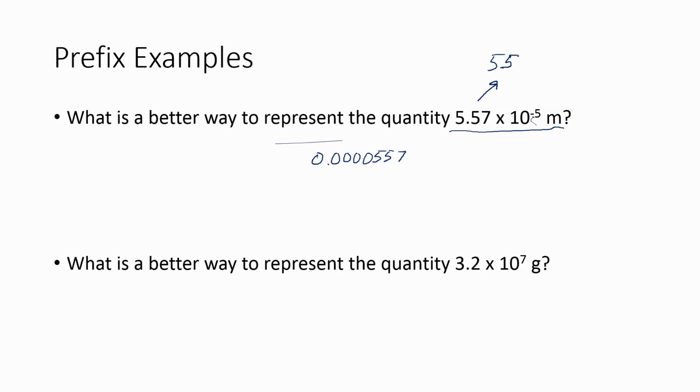So 55.7 times 10 to the negative sixth meters. And then we can take this times 10 to the negative sixth part of scientific notation and say 55.7 micro, which is this little Greek symbol. It looks like a U with a big tail, meters.